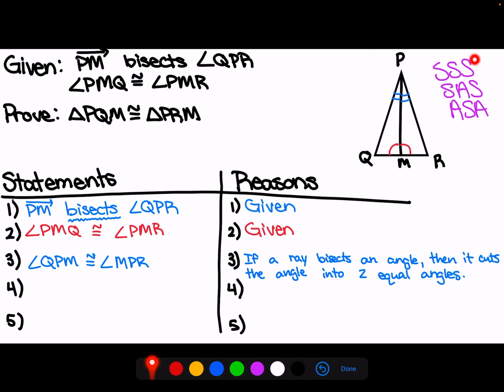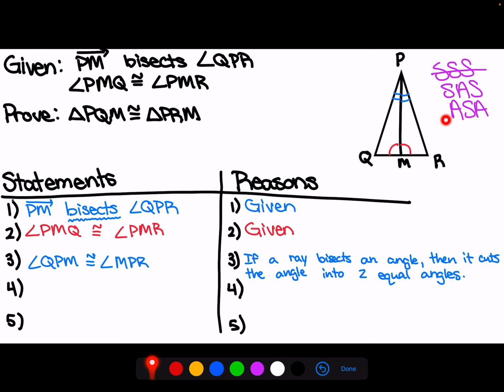Now, side, side, side. I don't have any sides currently. It doesn't make sense to use side, side, side, because how am I going to prove that all 3 sides are congruent if I don't have one of them? Next, we have side, angle, side. So again, this is insinuating that we have two sides already. We don't have two sides. We only have two angles. Maybe I can say that QM and PM, I don't know. Maybe that'll work. Probably not, but maybe.